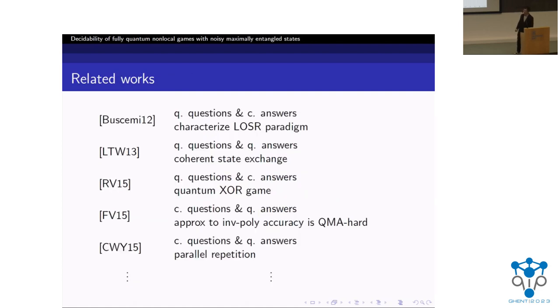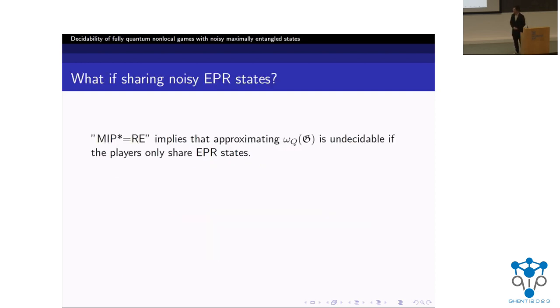There is also much literature studying variants of nonlocal games in which either the questions or the answers are quantum. Here we list some of them. Note that fully quantum games are a generalization of nonlocal games. So MIP star equals RE implies that approximating omega QG is undecidable if the players only share EPR states.